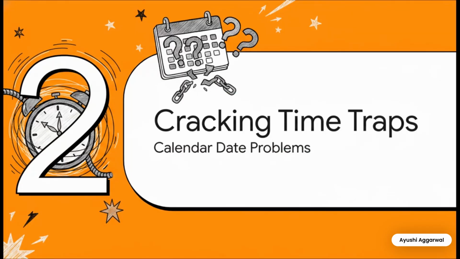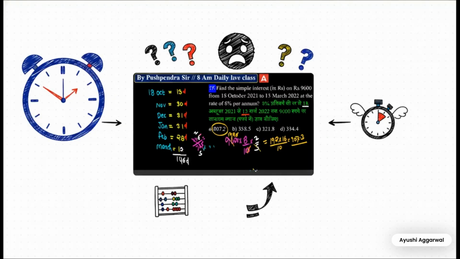Okay, moving to section 2, cracking time traps. Let's talk about those tricky calendar dates. See, examiners know you're fast with clean numbers like 2 years or 5 years. So to ruin your speed and really test your patience under pressure, they give you specific calendar dates. Notice problem 17 here. Find the simple interest on 9,600 rupees from 18 October 2021 to 13 March 2022. When students see this in the exam hall, instant panic sets in. Counting days feels like it's going to take forever.